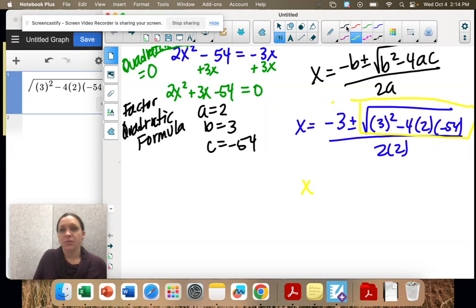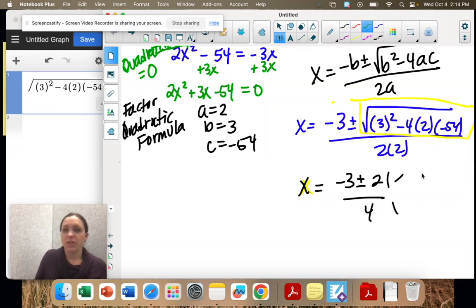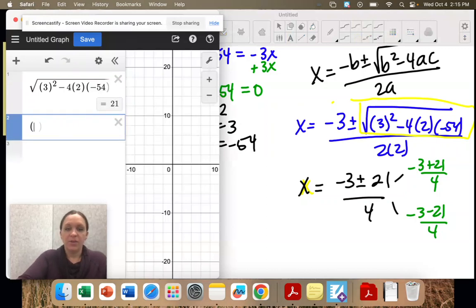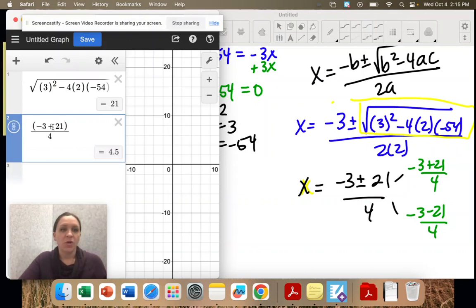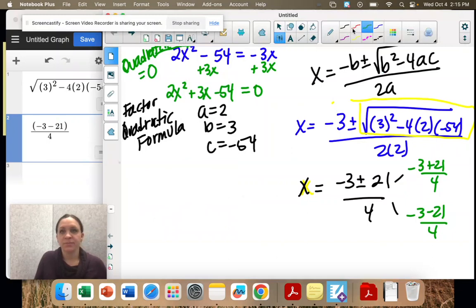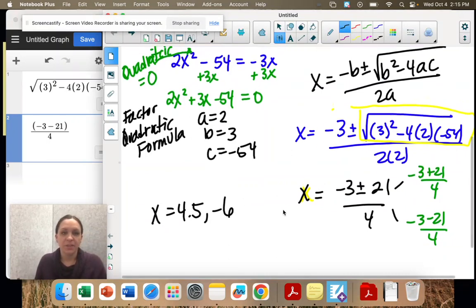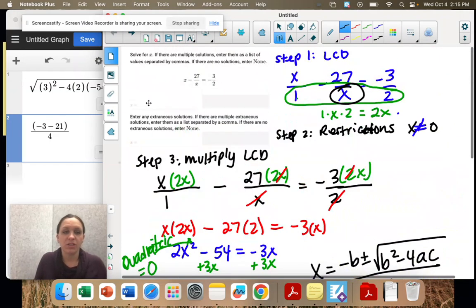So x, oops, let's get something we can see better. Negative 3 plus or minus 21 over 4. And then we're going to split that plus or minus. So negative 3 plus 21 over 4, negative 3 minus 21 over 4. And I like to type that in Desmos too, just so I can change the sign really quick. So 4.5 or negative 6. So x equals 4.5, negative 6. So not 0, so we're good with our restrictions.